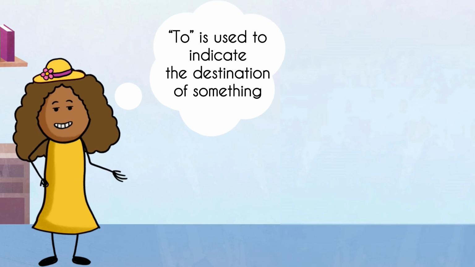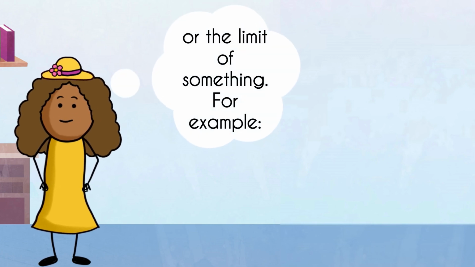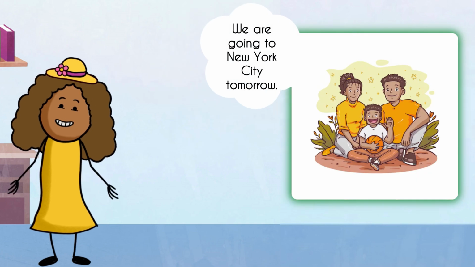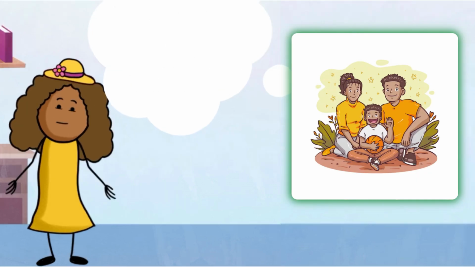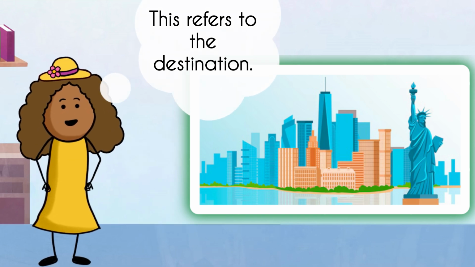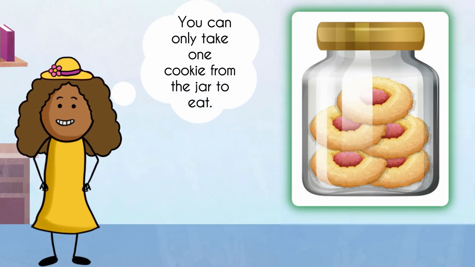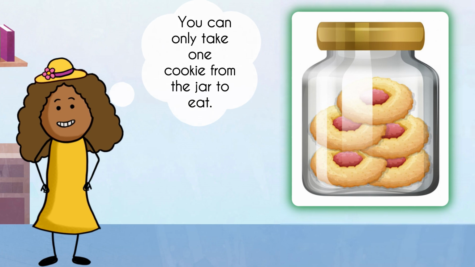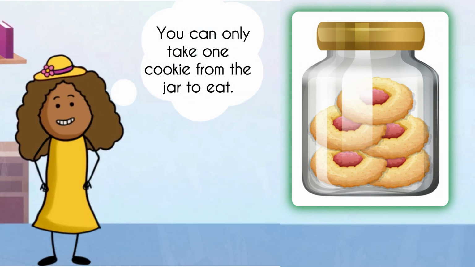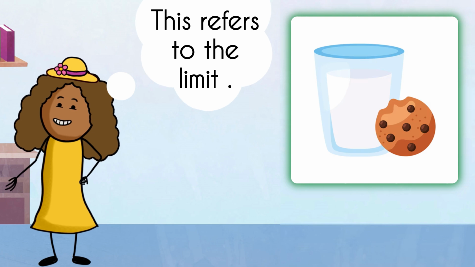To is used to indicate the destination of something or the limit of something. For example, we are going to New York City tomorrow. This refers to the destination. You can only take one cookie from the jar to eat. This refers to the limit period.